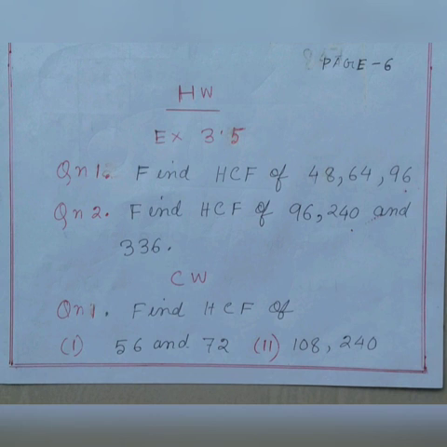Now you have homework from exercise 3.5. Find the HCF of 48, 64 and 96 using the division method. Question number 2. Find the HCF of 96, 204, 240 and 336. Classwork you do. Find the HCF of 56 and 72. Number 2. Find the HCF of 108 and 240.